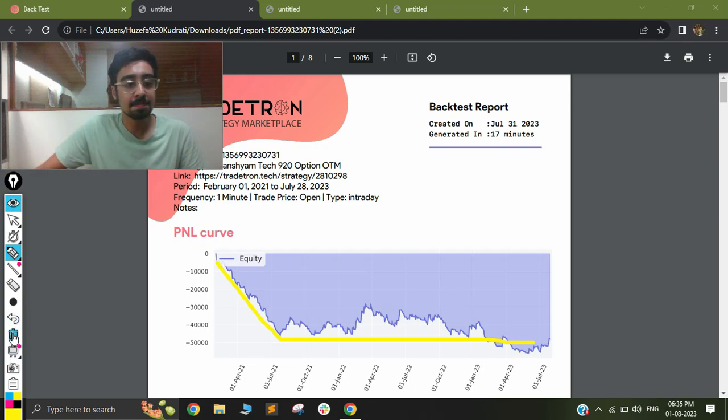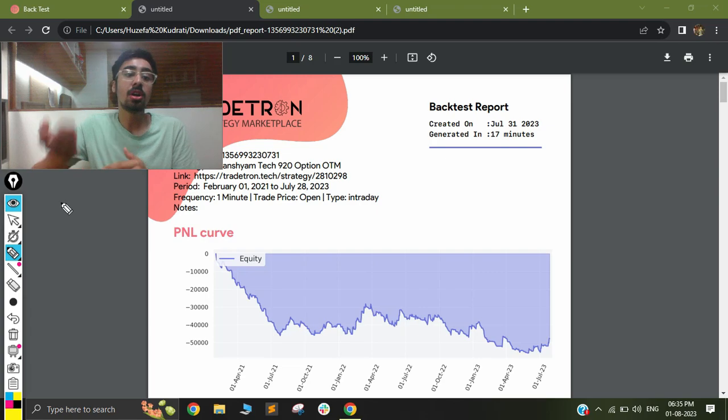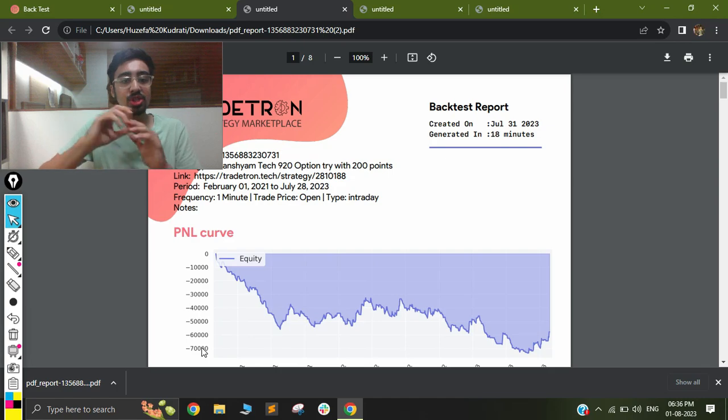So now that we know that going towards out of the money is not helping, let's see what happens if we turn around and go more in the money. So this strategy basically is at 100 points in the money. Let's see what happens if we go 200 points or more in the money. So here is a report which is 200 points in the money.